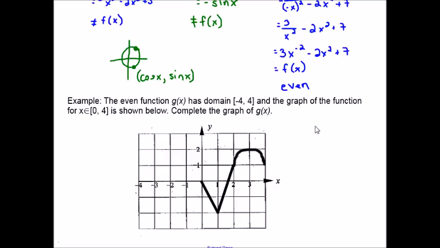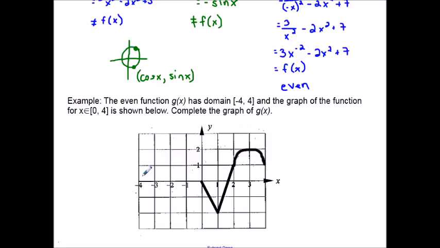The next example asks us to determine the other half of the graph that's not shown. So our domain is -4 to 4, and they've given us from 0 to +4, and they've also told us that it's even. So that means that I'm going to have symmetry over the y-axis. So every point that I have on the right-hand side of the axis is going to be mirrored on the left-hand side of the axis.